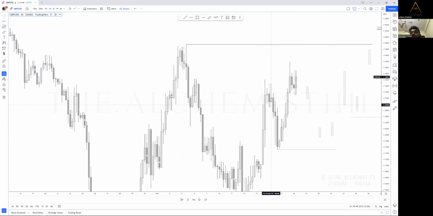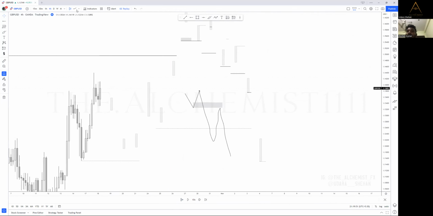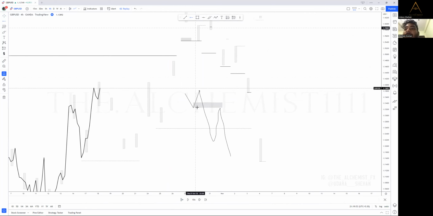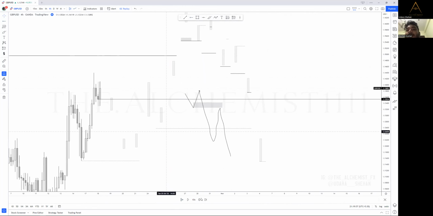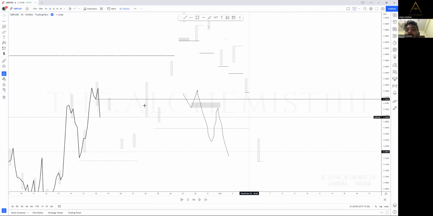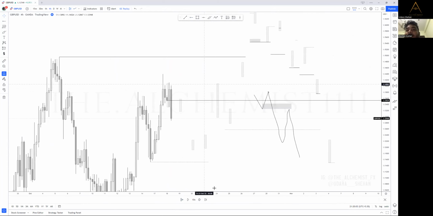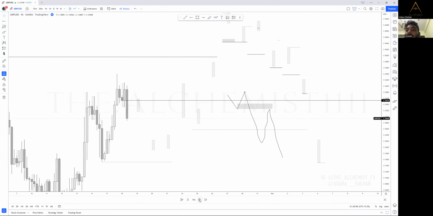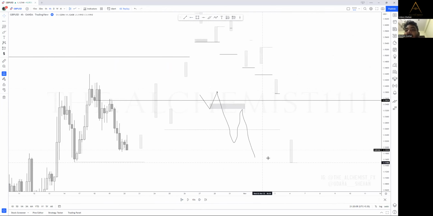What is this? This is a support. V formation. See that? But once it breaks, see that? Now it is broken. Once it breaks, what happens? It will act as a resistance. Now look at the reaction from that same line. There it goes. Can you see that?